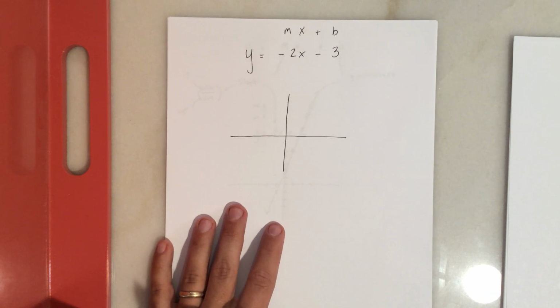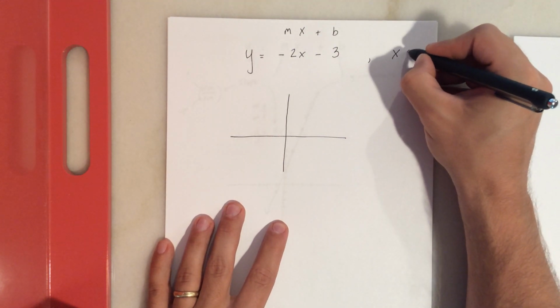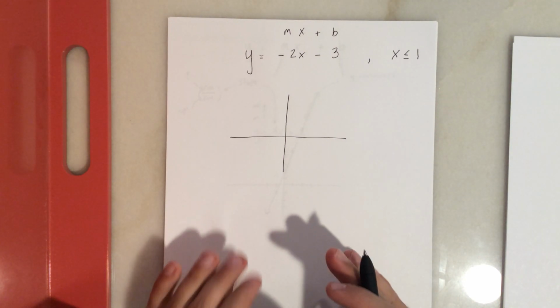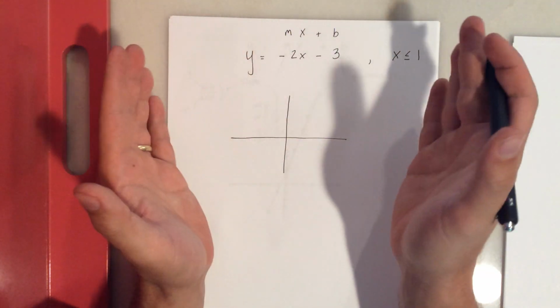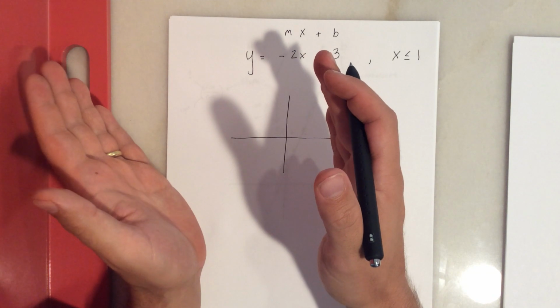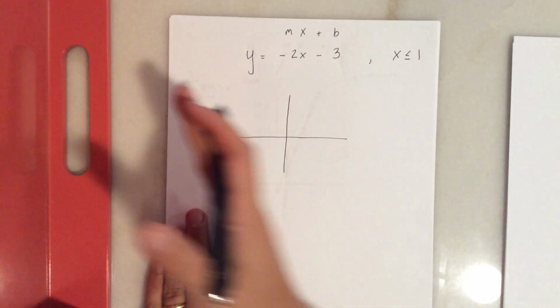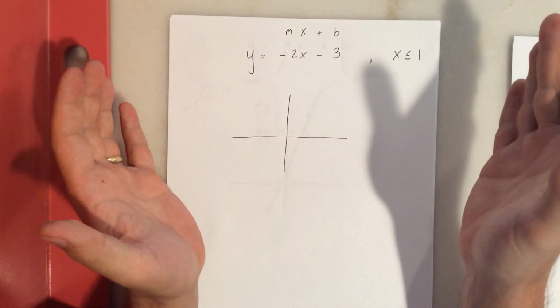But let's say I add a domain restriction. So let's say I add a little statement that says only when x is less than or equal to 1. So normally we would graph lines that are infinitely wide, and they extend from negative infinity to positive infinity. So they have a domain of all real numbers. So they're going to be infinitely wide left and right.